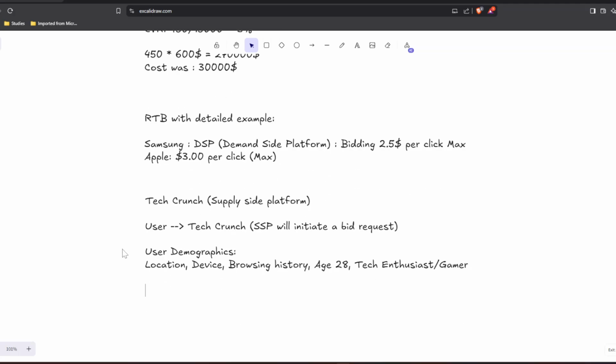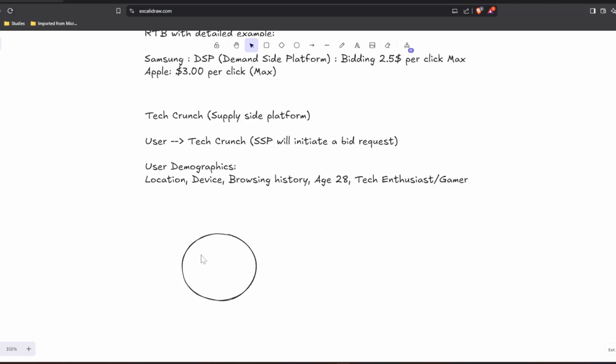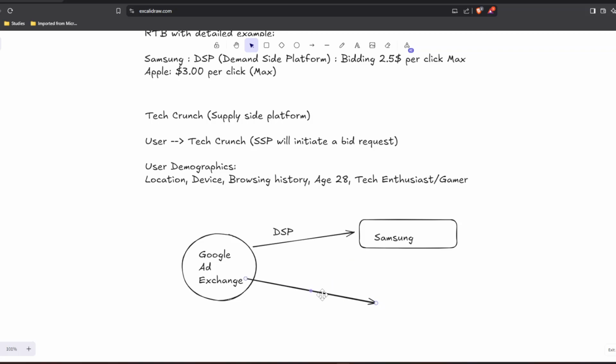After the ad exchange gets this data, suppose this is our Google Ad Exchange. It will send it to different DSPs. So suppose there is this DSP for Samsung, and it will also send it to another DSP, of Apple. And now it is the responsibility of Samsung and Apple to decide what their bidding cost will be.